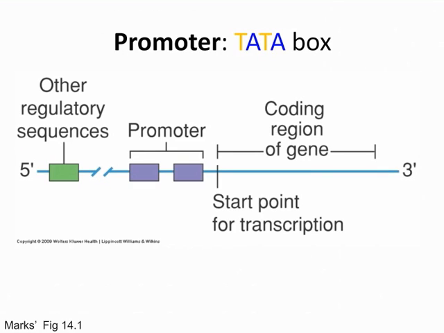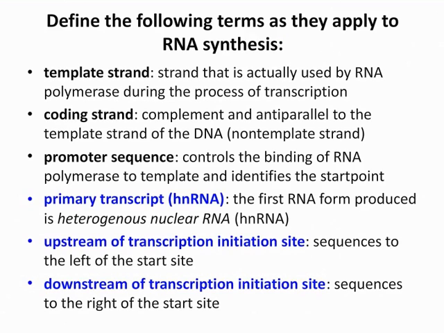So just another thing to pay attention to is in the promoter region is a sequence called the TATA box, and that's where the starting point of transcription begins. So a few more definitions to know. Primary transcript, hnRNA, is the first RNA form produced. Upstream of transcription means the left of the starting site, so towards that 5' end, and downstream of the transcription is to the right of the start site, so it'd be going to the 3' end.